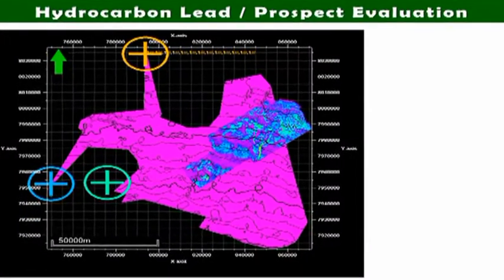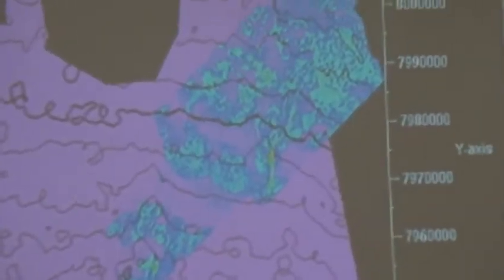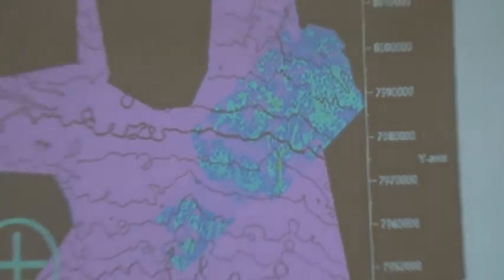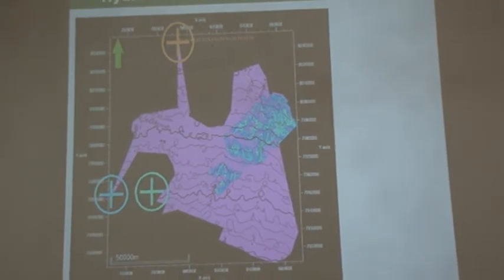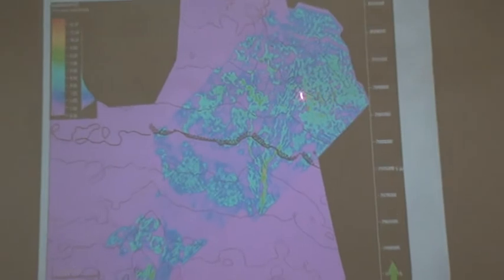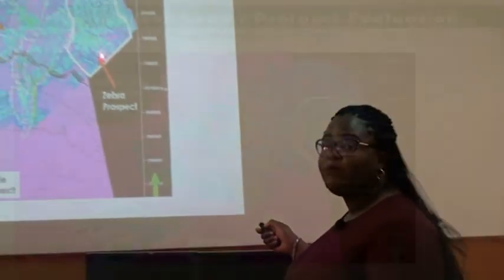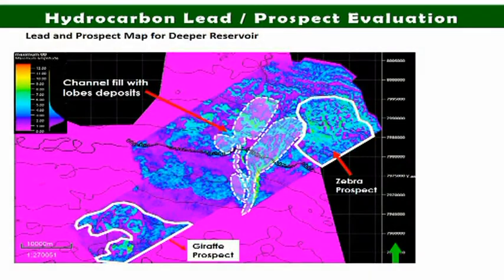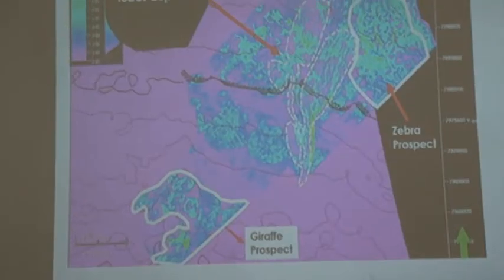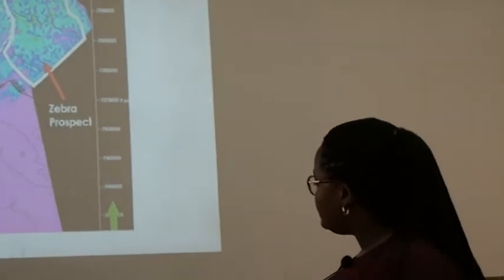In slide 34, we could see maximum amplitude extraction was done on the reservoirs, and this was done because our reservoirs were picked on the peak. Now this maximum amplitude extraction shows areas of high to moderate amplitude extraction as possible hydrocarbon accumulation in the reservoir. For the deeper reservoir, we have areas of moderate to high amplitude extraction as prospective zones, such as the Zebra and the Giraffe prospect. We also identified channel fields and lobe deposits within this deeper reservoir.